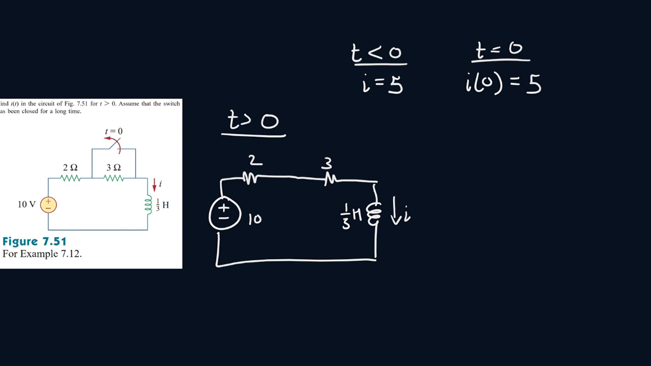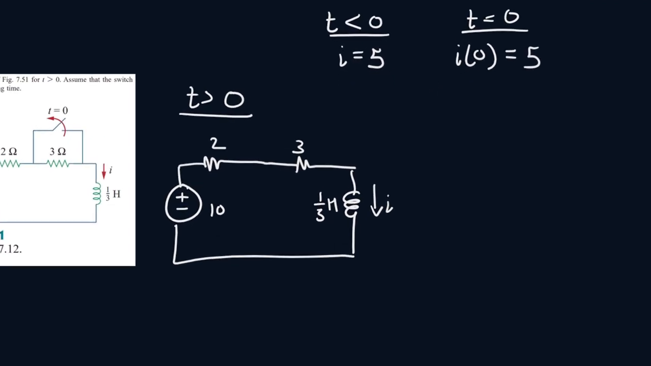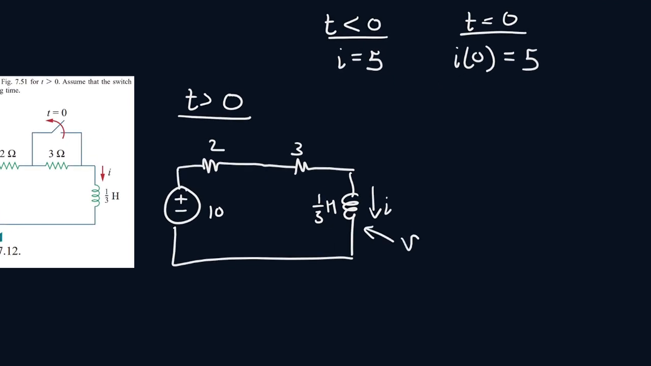So when t is greater than 0, the voltage will be 0 because of the inductor relation I said earlier. The voltage equals the inductance times the change in current over the change in time. We're going to make the assumption the time is infinity. So the voltage will be 0. So we can short circuit here. And now all we have to do is solve for I.